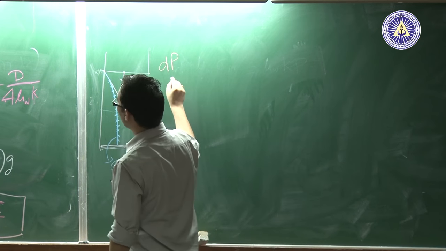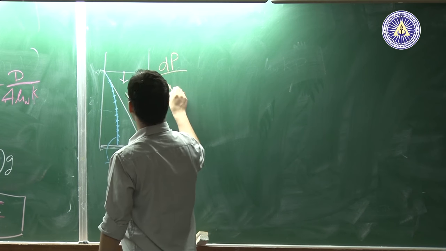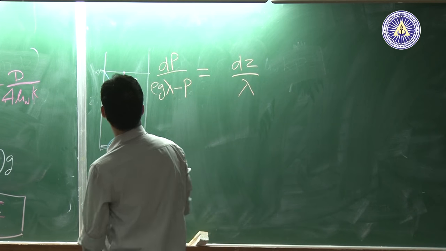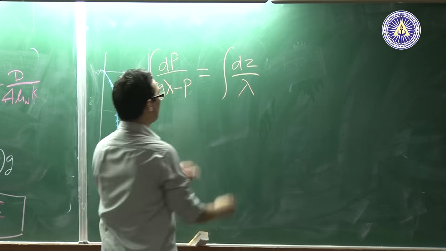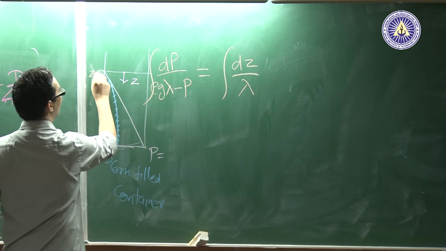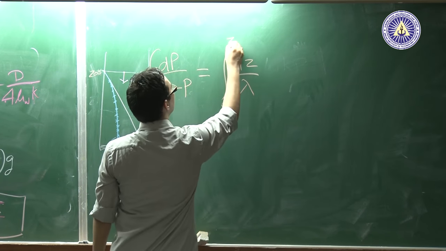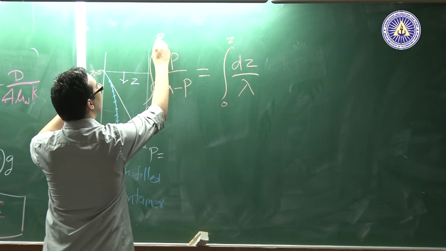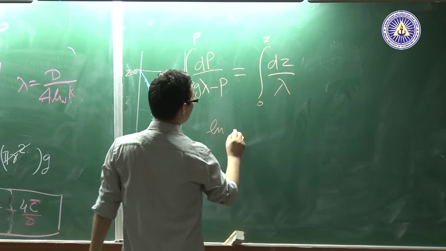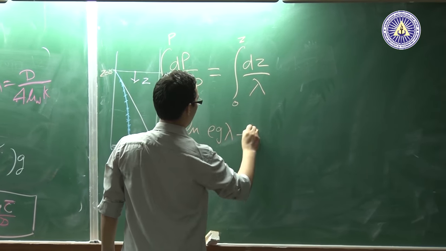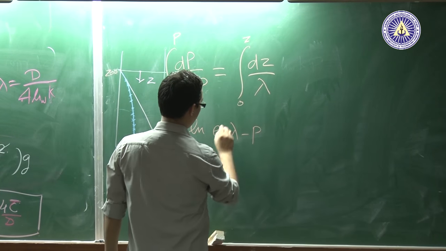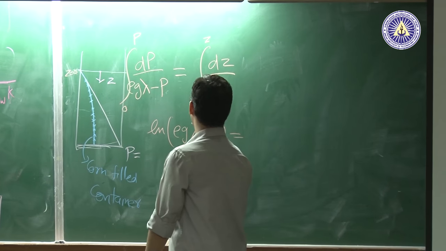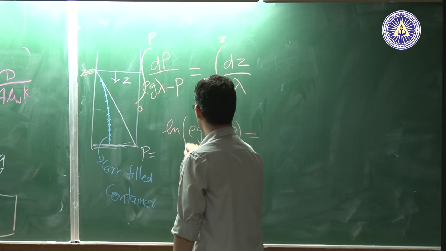I'm sorry for using different color chalks, because each chalk is just so small. So dP over the term equals dz over lambda. Just integrate it from z equals 0 to any depth z, with pressure increasing from 0, because I'm not taking care of the atmospheric pressure, to P. What I have is ln of this, divided by lambda.